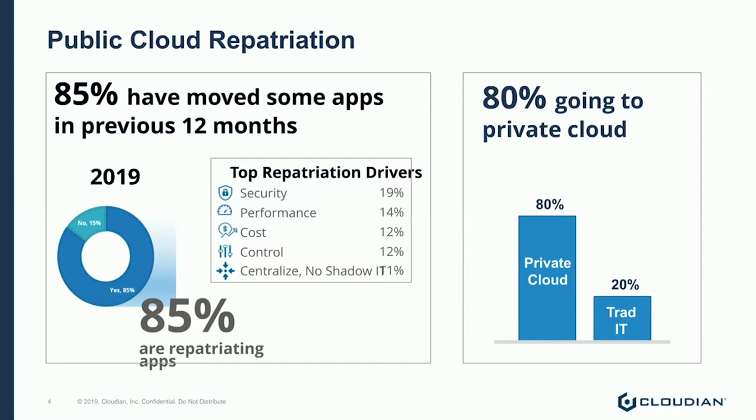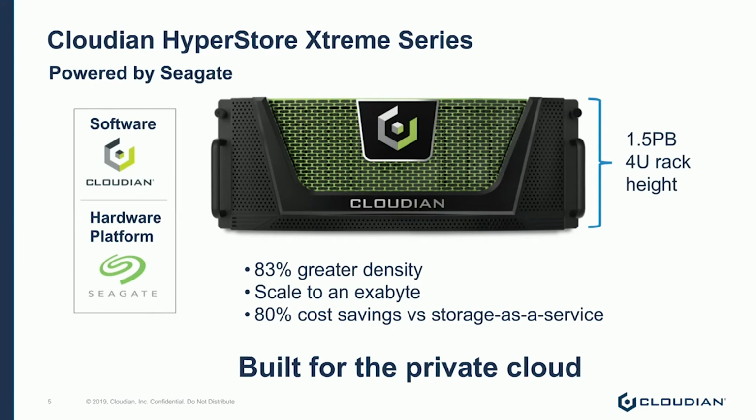So I think what is really exciting about this new product is it fulfills all those needs for the scale, for the shareability, for the flexible elasticity, the flexible growth. And that's what the new product really satisfies, and that's the Cloudian HyperStore Extreme, powered by Seagate.